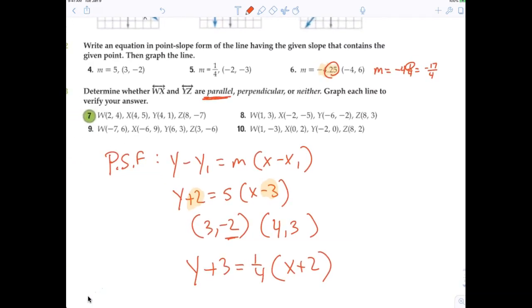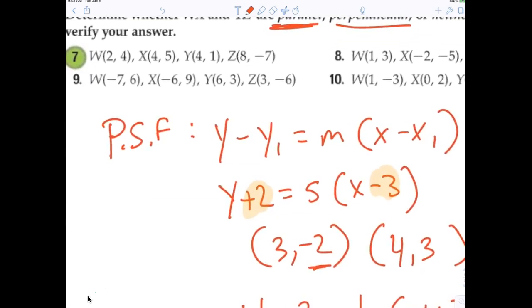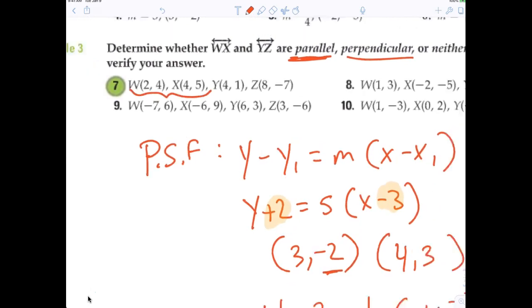What's true about lines that are parallel? Same slope. Thank you. And perpendicular? Negative reciprocals. All right. So again, same as what you were doing. So let's look at question number 7. So we're looking at WX.